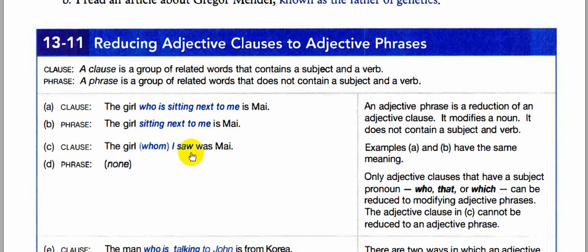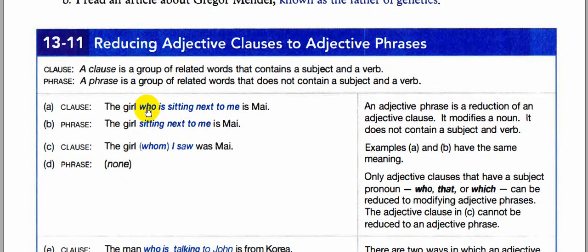Let's check the third example. The girl whom I saw was mine. And here the phrase is none. We can't change this adjective clause into an adjective phrase. You might ask yourself, of course, why? Because here, when the relative pronoun is the object, you can't reduce the whole clause into a phrase.